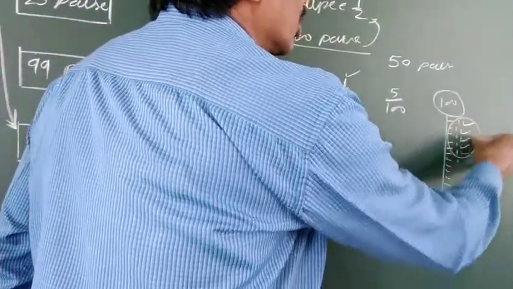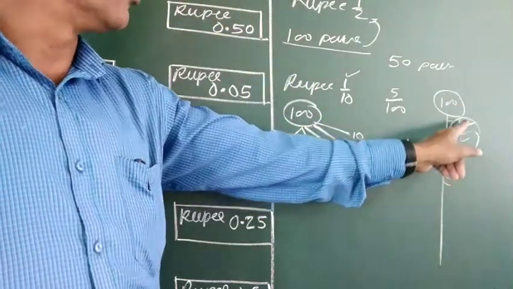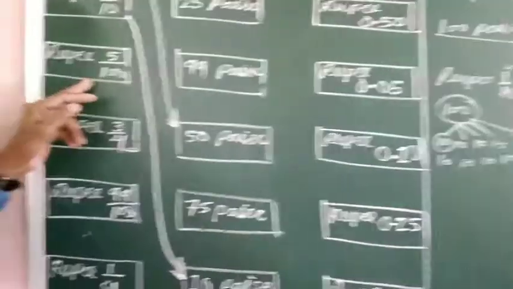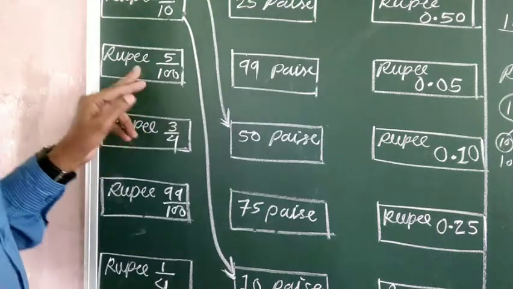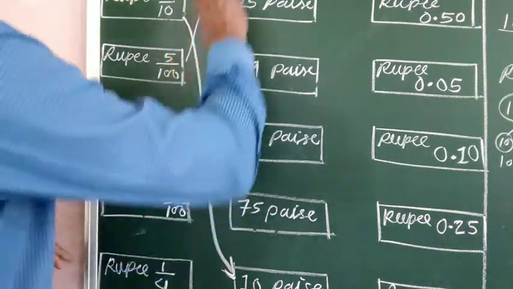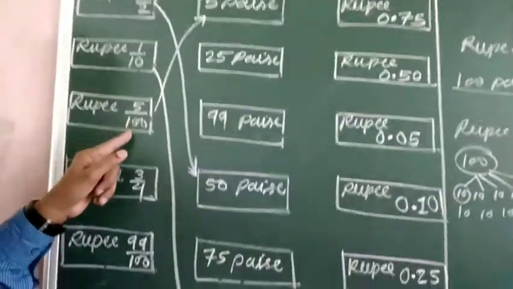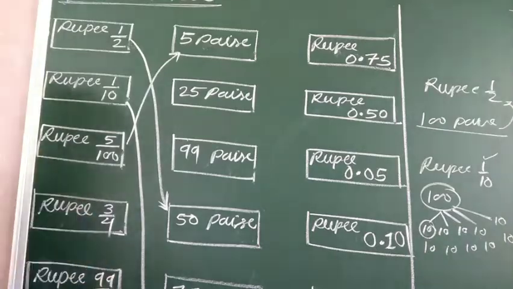So see, how much will the total be, beta? 1 plus 1. Then it is like this. 1, 2, 3, 4, 5 paise will be there. So you can write here rupee 5 by 100. This rupee 5 by 100 is equal to what, beta? It is equal to 5 paise. See, 5 by 100 is equal to 5 paise. Next, rupee 3 by 4.